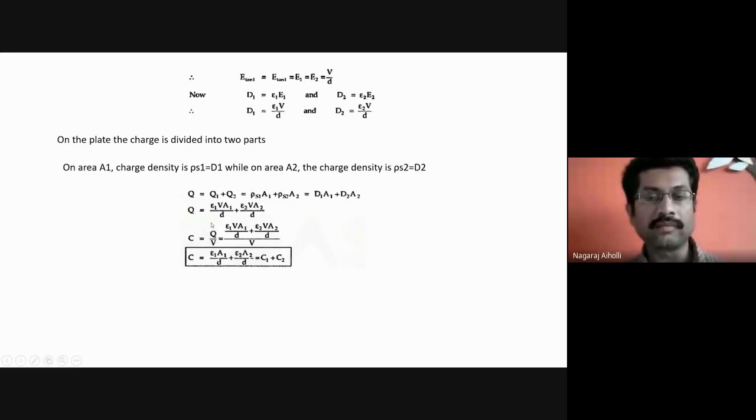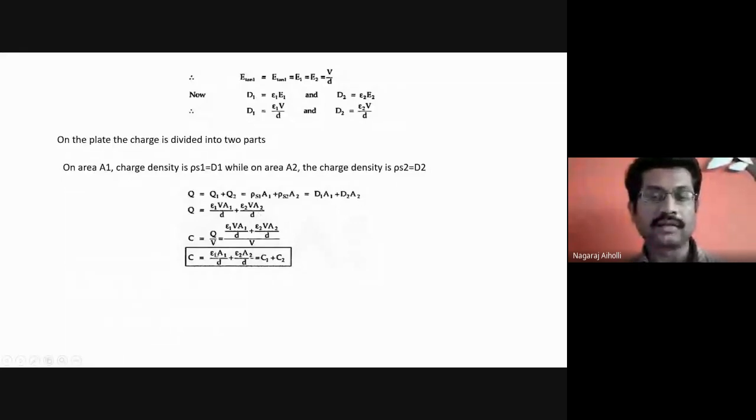Q is given by D1. What is the equation for D1 we have got previously? Epsilon 1 V by D. Substitute that epsilon 1 V by D into A1, plus next for D2, epsilon 2 V by D into A2.